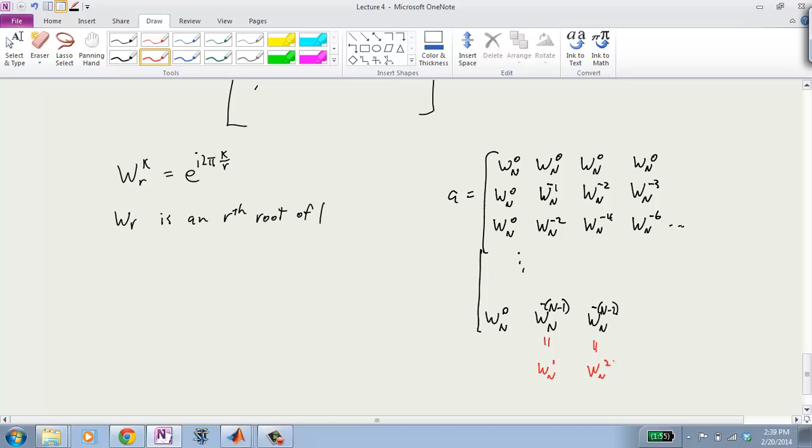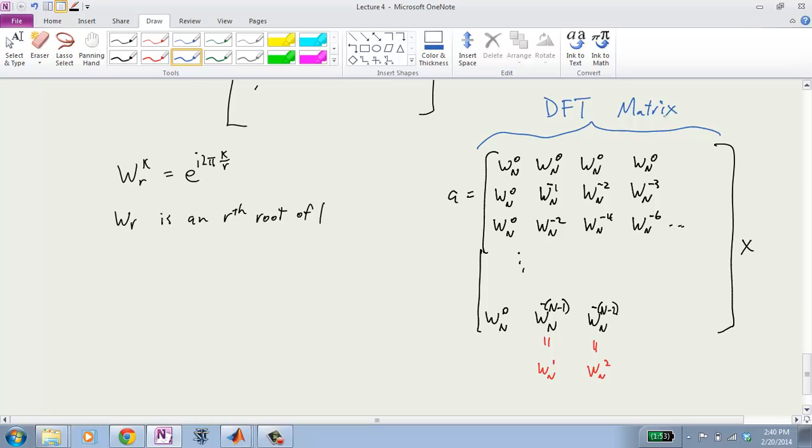So anyway, we have this kind of matrix. It's got a nice symmetry, meaning that if you transpose it, it's the same. All right. And this matrix is the DFT matrix of size n. Okay, so computing the DFT is just a matrix multiply.